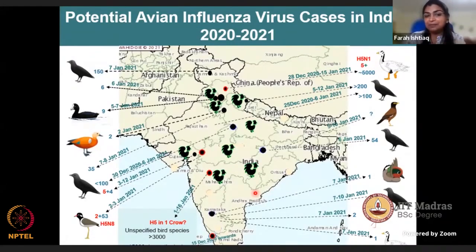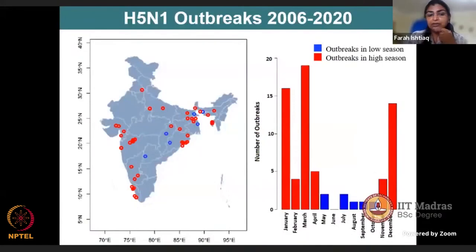Now, an interesting thing about this map which I want to highlight: I'm calling these all potential avian influenza cases in India, because not all the dead birds were tested for the virus. So they potentially died of these viruses, and I think most likely they did. And I'll tell you the reasons in a bit, why it could be a problem, and why we don't know what might be happening on the ground.